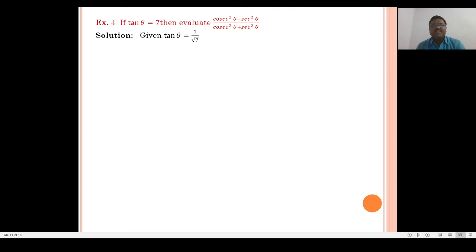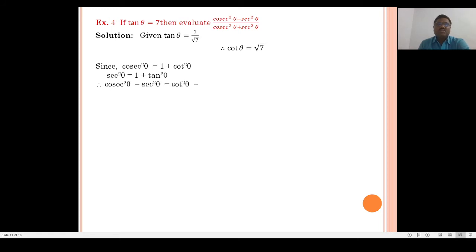Again next example, if tan theta equals to 7, then I will evaluate the value of cosec square theta minus sec square theta upon cosec square theta plus sec square theta. So therefore cot theta equals to root 7. So since cosec square theta equals to 1 plus cot square theta, and sec square theta equals to 1 plus tan square theta. So cosec square theta minus sec square theta equals to cot square theta minus tan square theta.